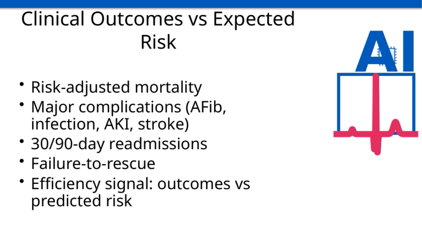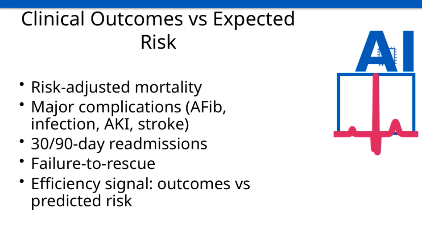following a procedure. Failure to rescue is another important metric. It measures how well a hospital can respond to and manage complications once they occur, essentially rescuing patients from potentially fatal events. Finally, we look at the efficiency signal, which compares actual outcomes to what we'd predict based on patient risk. This helps us identify areas where care is exceeding expectations or falls short.